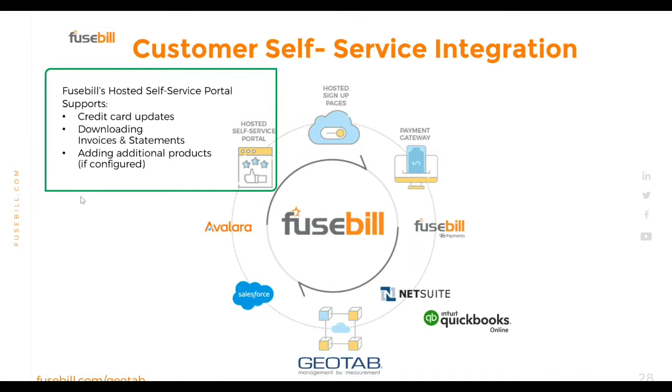I mentioned earlier the customer self-service portal, so let me just touch on that right now. It's a Fusebill provided self-service portal. It's branded to look and feel just like your website, and it allows your customers to update their credit card on file. It also allows them to download invoices and statements, and if you like, you can use it to allow them to upgrade their plans from, let's say, a Pro to a Pro Plus plan. But all of that is configurable. It's built into the platform. There's no additional charge. It's integrated right within Fusebill. It's a part of Fusebill.